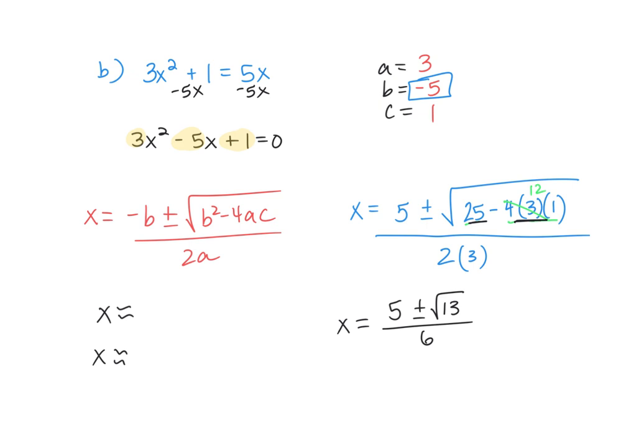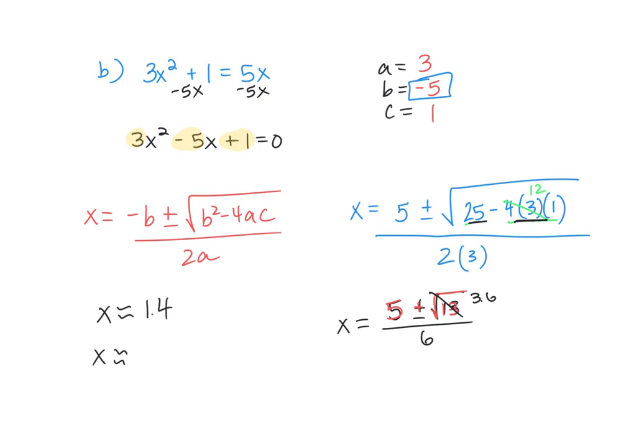Okay, so I'm going to grab my calculator. Okay, so it says do 5 plus the square root of 13. So I like doing the square root of 13 first. I'm going to type that in. I get 3.6. Okay, I'm just going to kind of cross that off and put 3.6. So I'm going to do 5 plus 3.6 and then divide by 6. I end up with about 1.4.